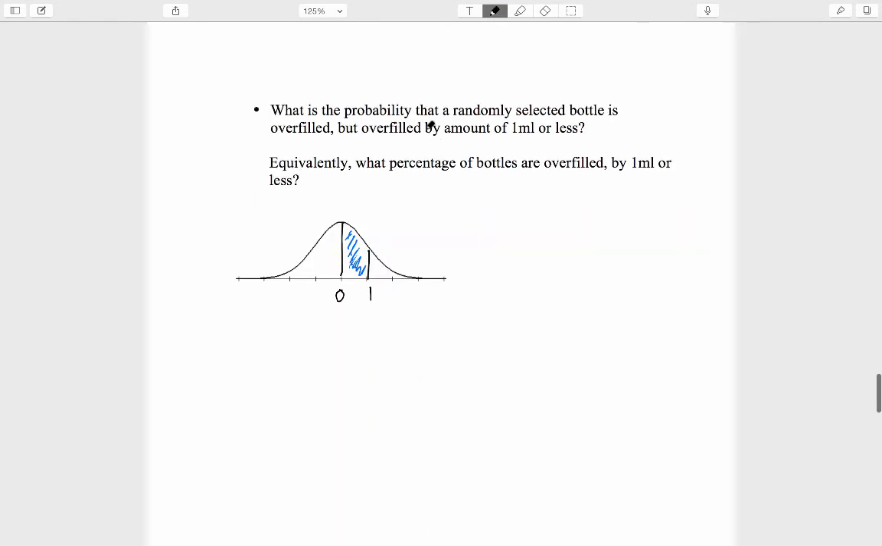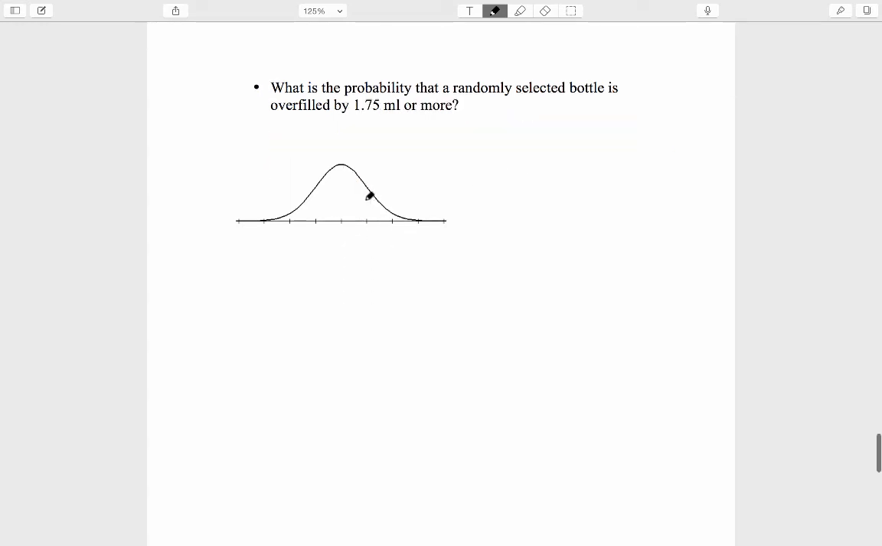What is the probability that a randomly selected bottle is overfilled, but overfilled by an amount of 1 milliliter or less? 0.3413 is that probability, or 34.13% of the bottles are in this region overfilled, but overfilled by 1 milliliter or less. And now something the empirical rule did not directly tell us. What is the probability that a randomly selected bottle is overfilled by 1.75 milliliters or more?